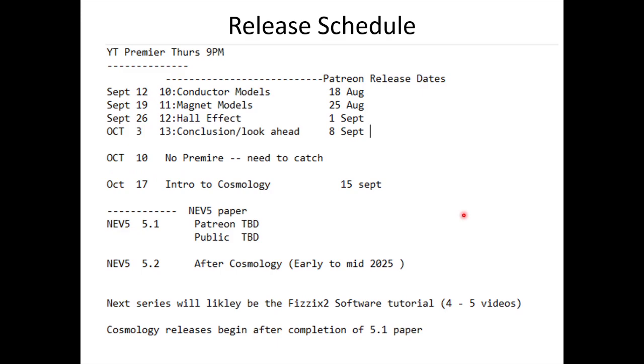Okay, this is our release schedule. There's going to be no premiere October 10th for the YouTube folks out there because I need to catch up. I'm falling a little bit behind on the video production. I need to keep the Patreon members, trying to get them a release every week until we get through the cosmology stuff, and then I'm going to take a break. Don't know how long, a couple of weeks, take a vacation. It'll be a staycation working on ethereal mechanics, but just try to get myself away from video production for a week or two.